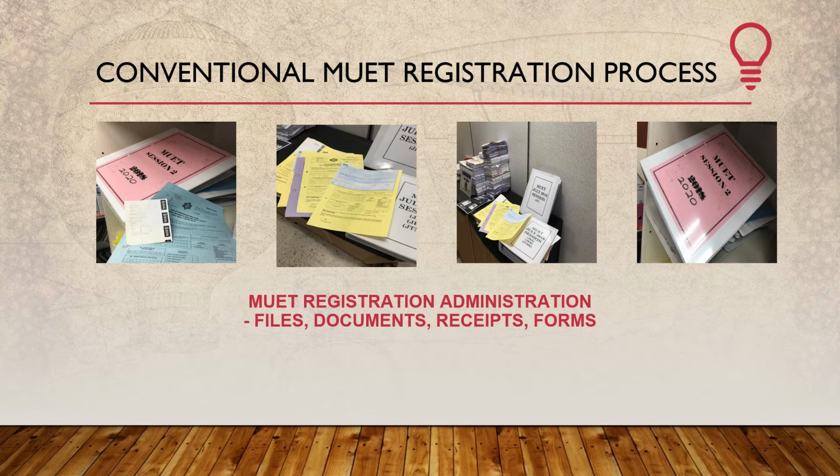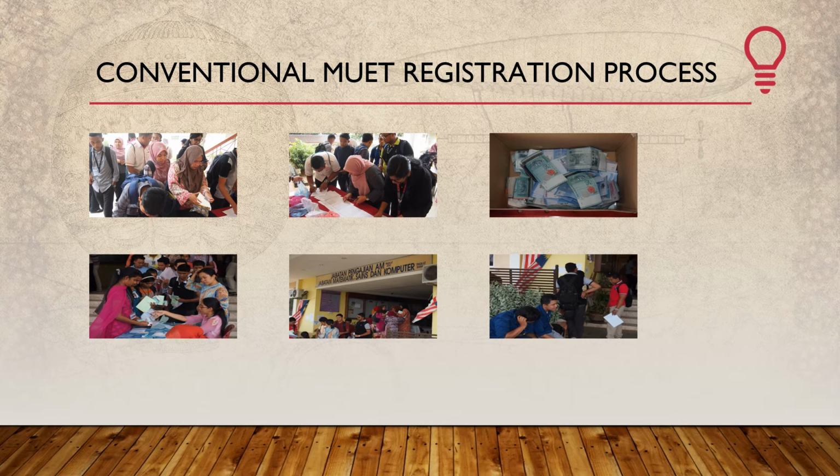These are the files collected for MUET registration administration purposes, containing receipts and forms and documents submitted by the students. You can see how messy it is. And this is the conventional MUET registration, whereby you can see the students queuing up, finding their names to register, money collected from the students for the classes, which is not safe, and students loitering around, skipping their classes, and littering. You can even see the students queuing inappropriately in order to get registered for the MUET.